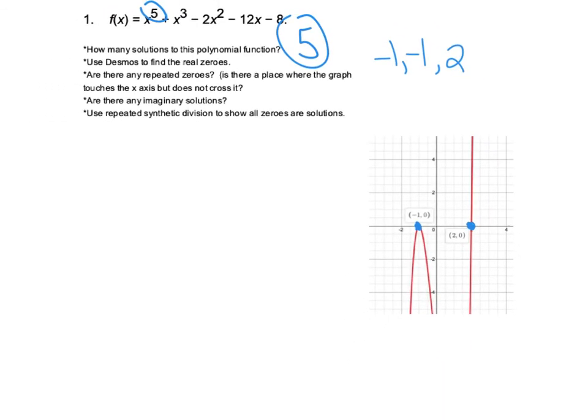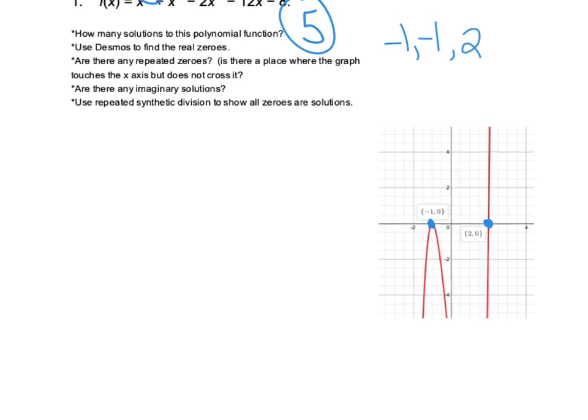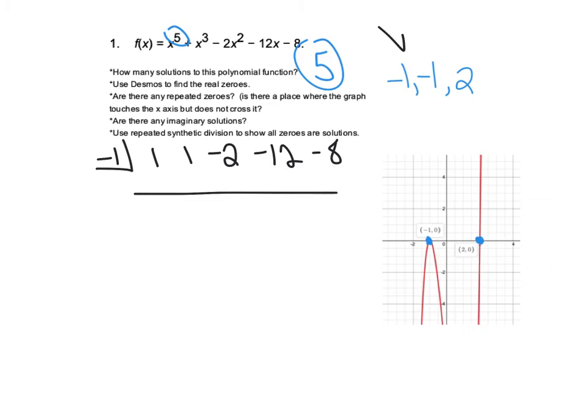So we use Desmos to find our real solution. We found our repeated at -1, okay? And then we're going to go ahead and synthetically divide in order to get down to the point where we can solve to find our last two imaginary solutions. So we'll use our first one. We're going to use -1. We'll put that in there. Our coefficients are 1, 1, -2, -12, -8.